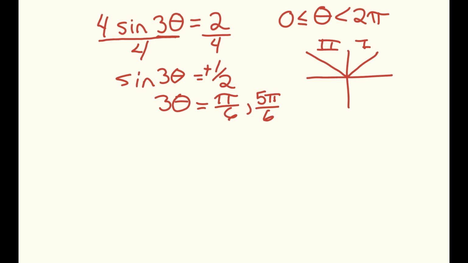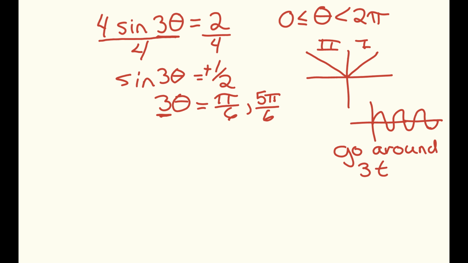Now before, on our simple equations, we'd be done. However, we have this pesky 3 hanging out there. So what does that mean? Graphically, that means that when we graph our sine, we get 3 sines in one normal period. Algebraically, what this means is go around the unit circle 3 times. So to go around the unit circle, you have to add 2 pi. That means we're going to add 2 pi to these answers.